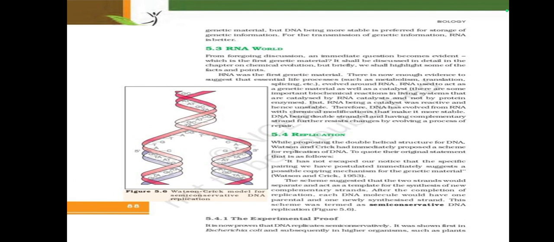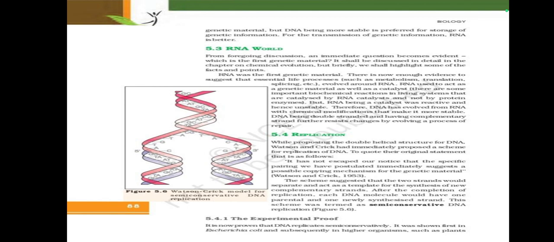Watson and Crick, 1953. The scheme suggested that the two strands would separate and act as a template for the synthesis of new complementary strands. After the completion of replication, each DNA molecule would have one parental and one newly synthesized strand. This scheme was termed semiconservative DNA replication, figure 5.6.